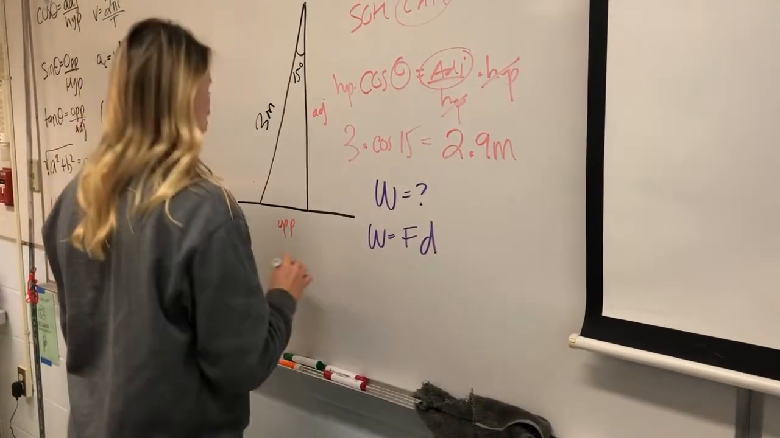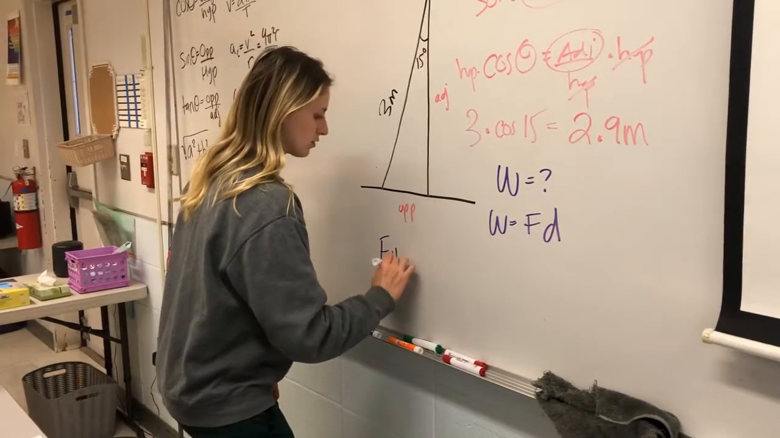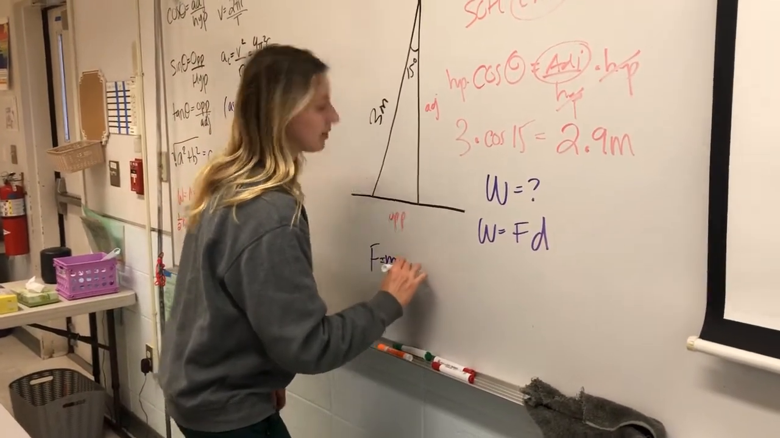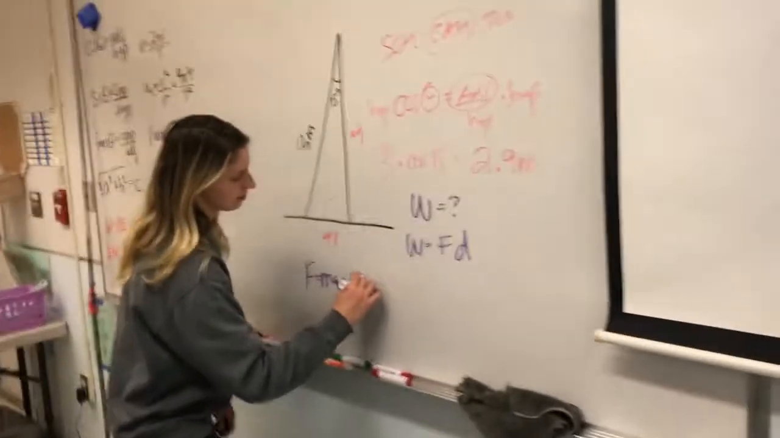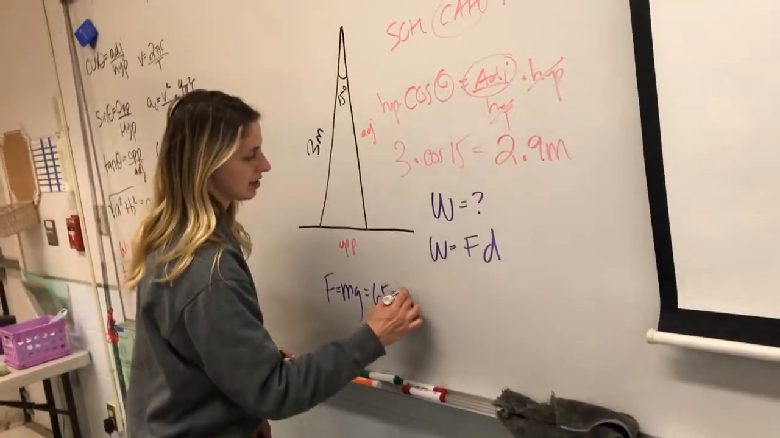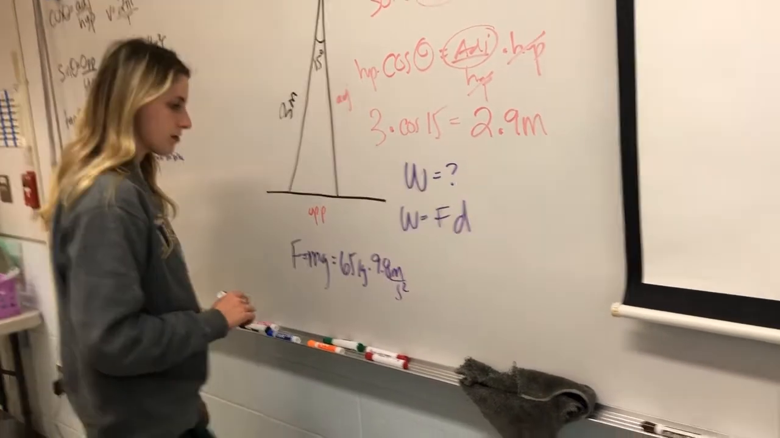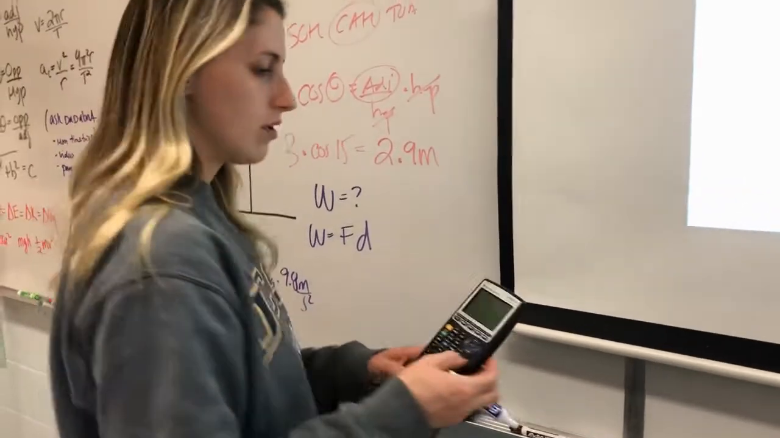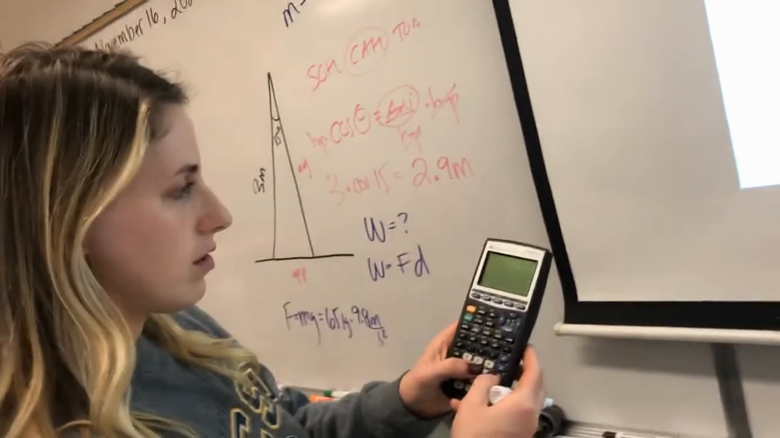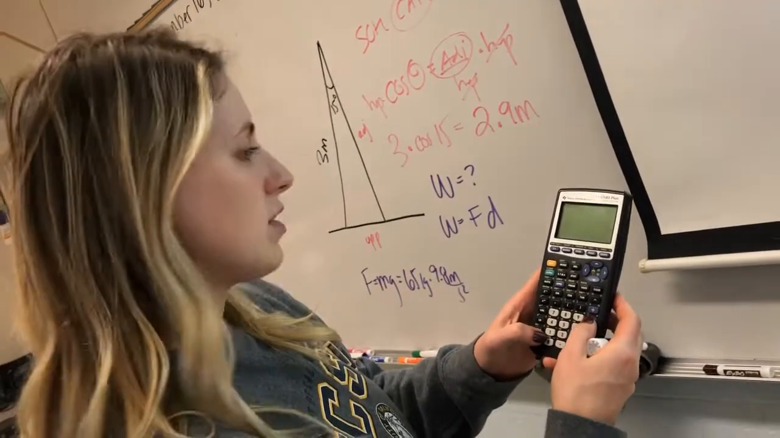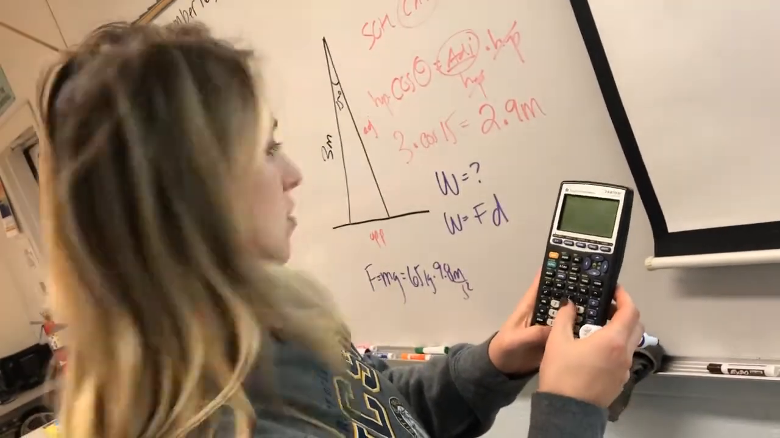To find my force, force equals mass times gravity. My mass is 65 kilograms, and gravity is 9.8 meters per second squared. So it's going to be about 600 something, 65 times 9.8, I think 635.